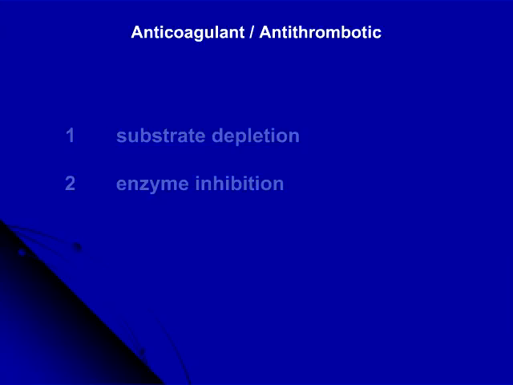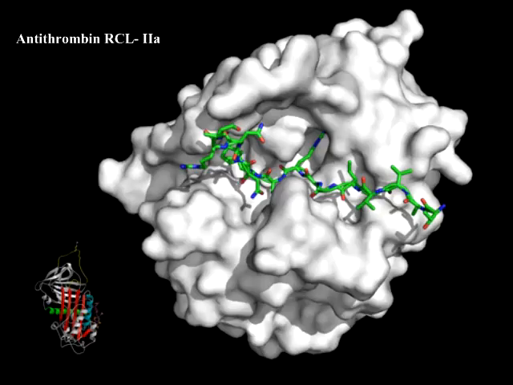So traditionally, anticoagulant therapy involves either substrate depletion, as we see with the vitamin K antagonists, or enzyme inhibition, usually, to date, with an indirect inhibitor such as heparin activating antithrombin. And this just shows heparin-activated antithrombin with a reactive center loop modelled into the enzyme.